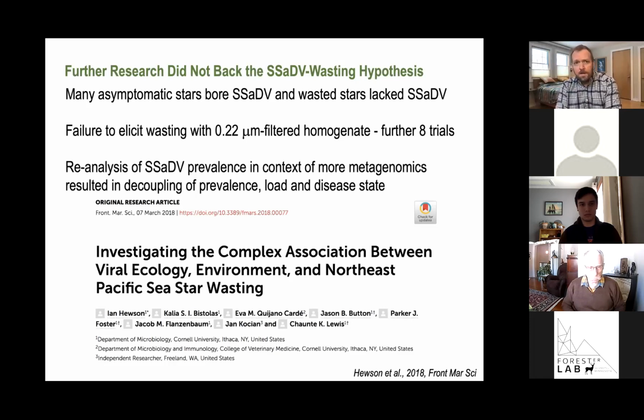However, in subsequent years, we were not able to replicate those initial experiments. We also started to revisit some of the data. We noted that many asymptomatic stars bore SSaDV and wasted stars lacked SSaDV.